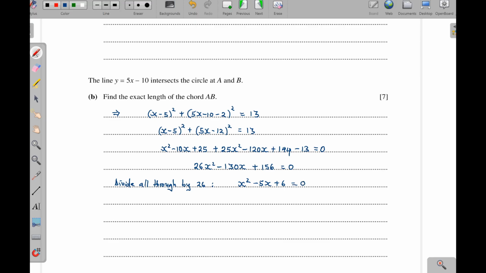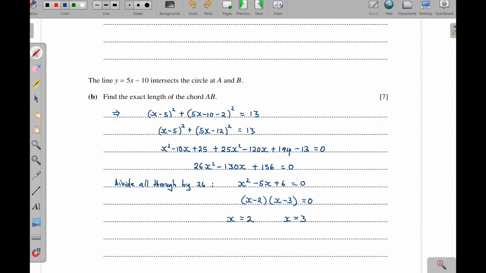Two numbers, when I multiply them, they give me 6, but when I add them, they give me -5. That will be -2 and -3. So I will write (x minus 2) here, and then (x minus 3), which is equal to 0. So when I equate this one to 0, x can be equal to 2. And then when I equate this one to 0, x will be equal to 3. And then from there, for each of these two values, what are the y values?